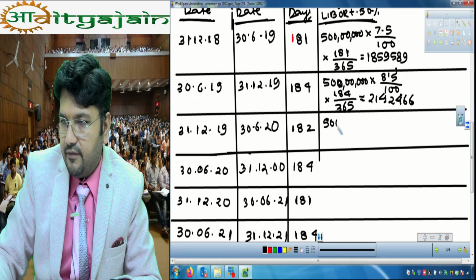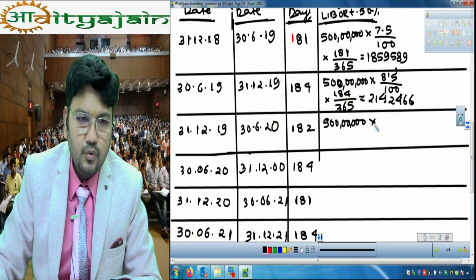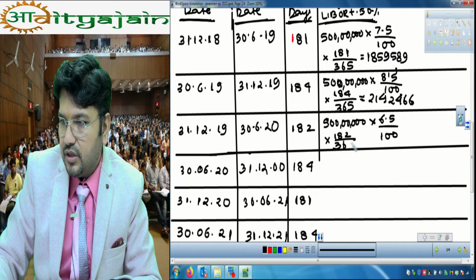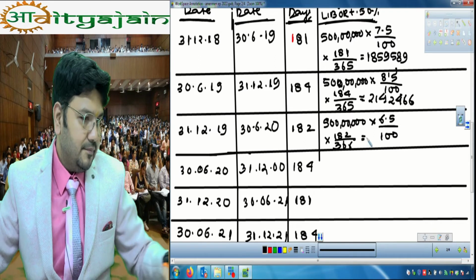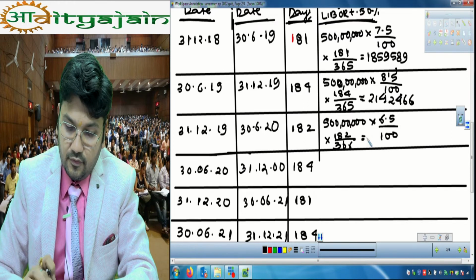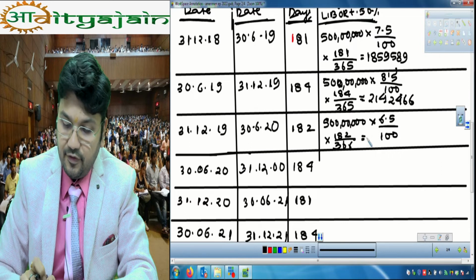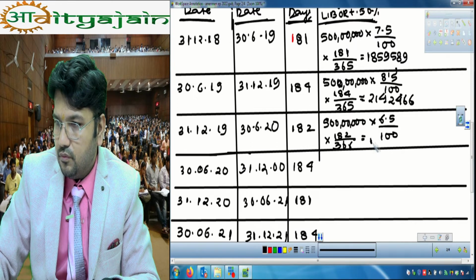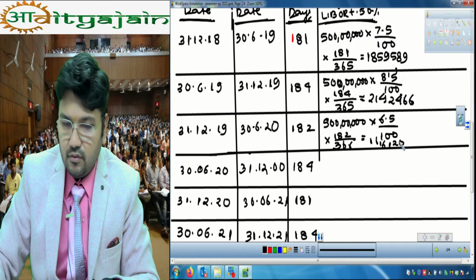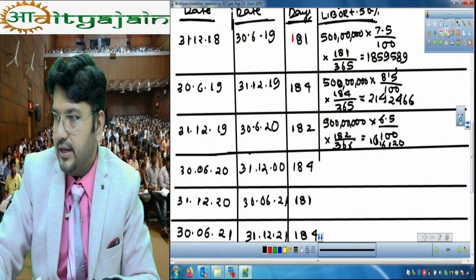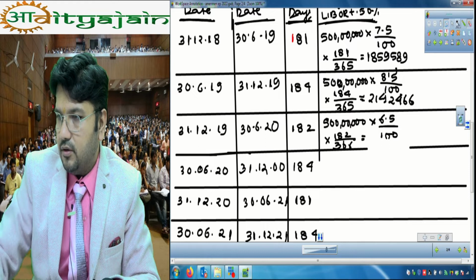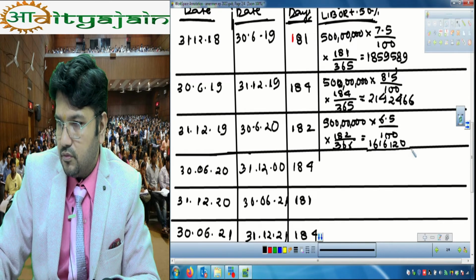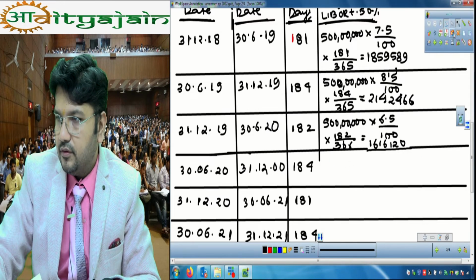Now 500 into 6.5%. Till now the question is really very simple. 180 upon 366. It will be 366. Remember, it will be 366. 500 into 6.5%, 182 divided by 366, 1616120. Fine, no problem at all. Likewise, you can solve for each and every case.